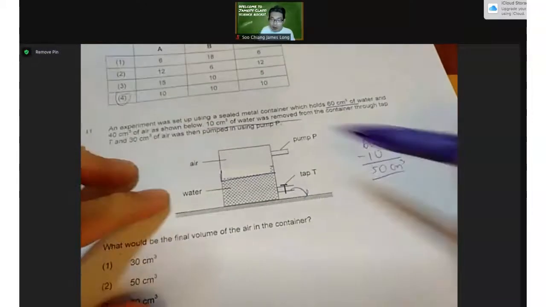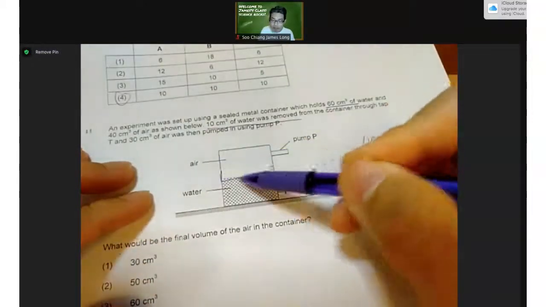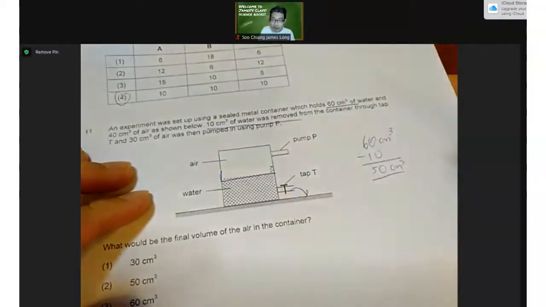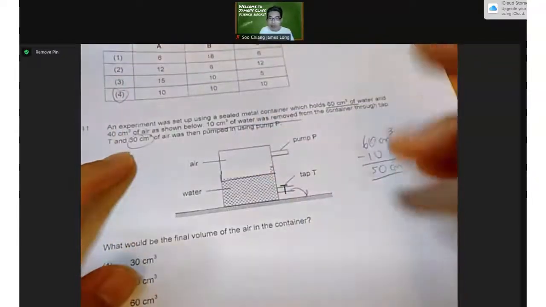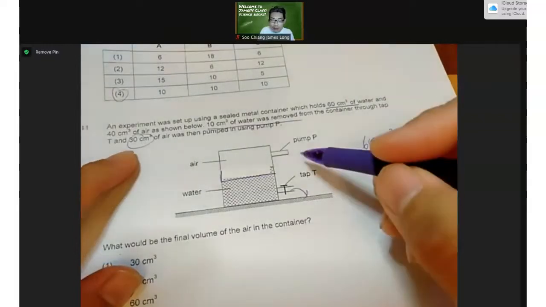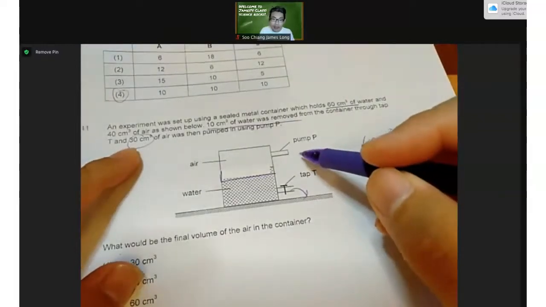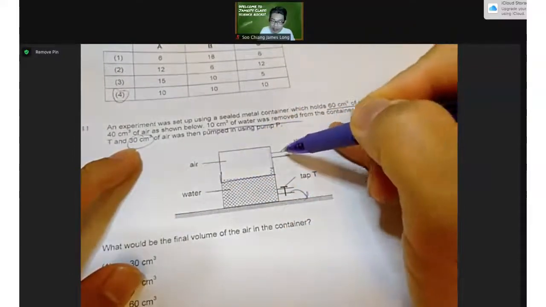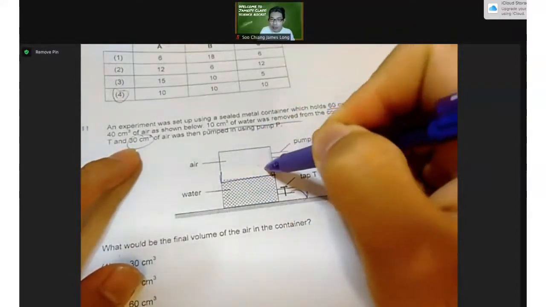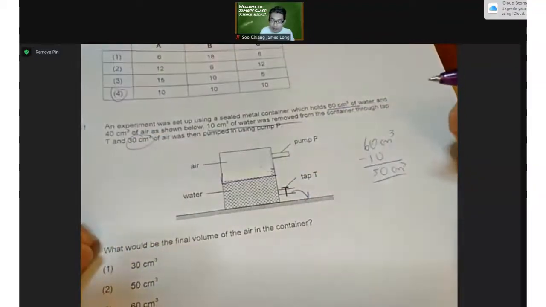Now there is more space above, isn't it? More space above. And then you pump in 30 cubic centimeter of air. But I don't really care so much how much. They can pump in 3,000 cubic centimeter of air. It doesn't make a difference. The volume here will not change because whatever gas that goes in will be compressed inside this solid container.